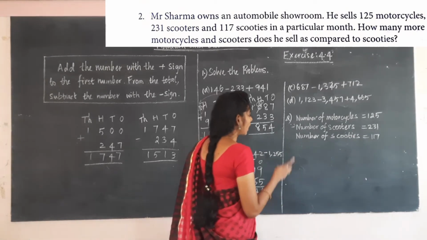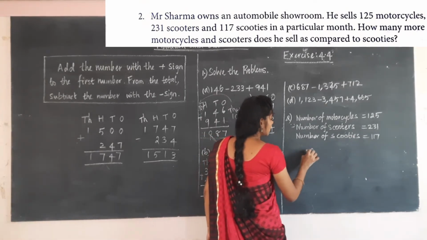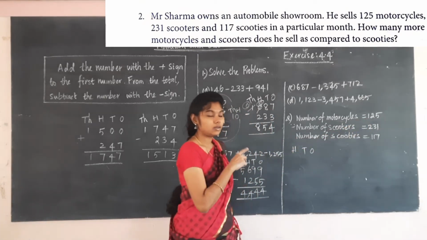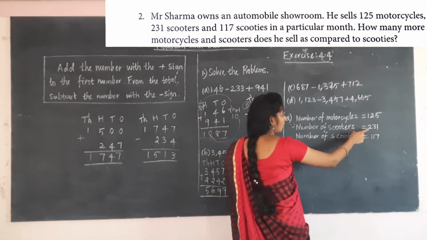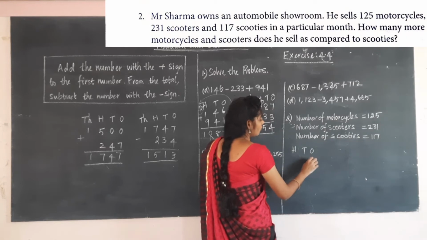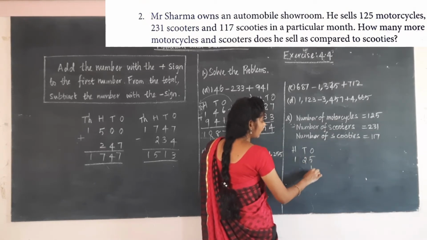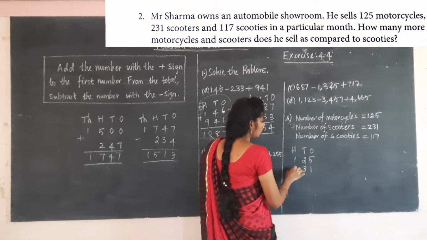So first we have to write the place values. Write ones, tens, hundreds. It is a 3-digit number, so we are writing up to the hundreds place. Now write these two numbers. Fill the values in the places: 5 in ones, 2 in tens and 1 in hundreds. And the next number: 1 in ones, 3 in tens and 2 in hundreds.